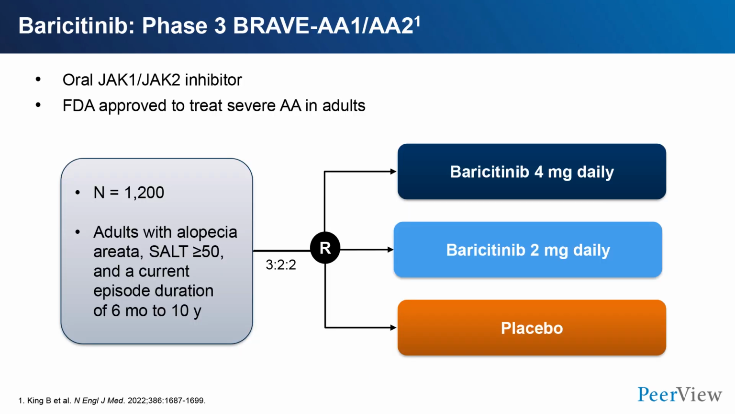So let's take a look at the drugs that actually do this for us. Baricitinib is the first to have been FDA approved for alopecia areata treatment. There were two phase 3 studies, the BRAVE AA1 and the BRAVE AA2 study. It is an oral JAK1, JAK2 inhibitor, and it's approved to treat severe alopecia areata in adults age 18 and over. And with the study, there were two doses used, a 2 milligram dose and a 4 milligram dose. And then this was all compared to placebo.